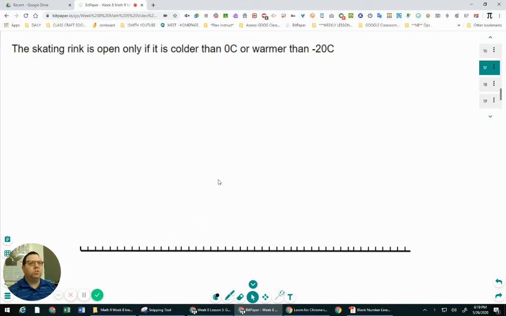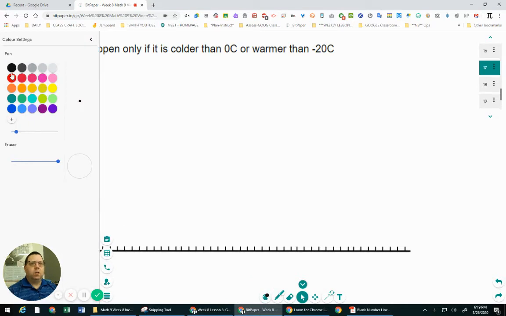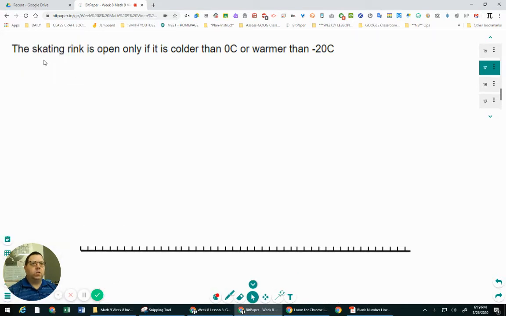It says the skating rink is only open if it's colder than 0 degrees or warmer than negative 20 degrees. All right, so we're going to go with a bright color here. So we're going to talk about T for temperature. All right, so T stands for temperature. Okay, so in one instance, the skating rink is only open only if it is colder than 0 degrees or warmer than negative 20.